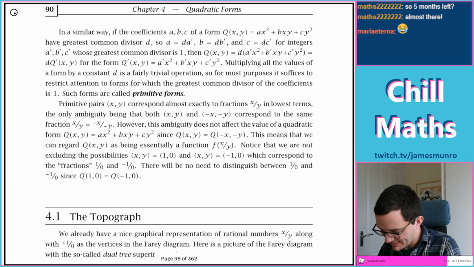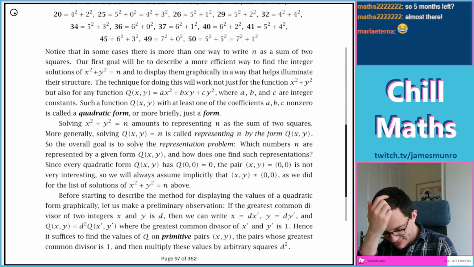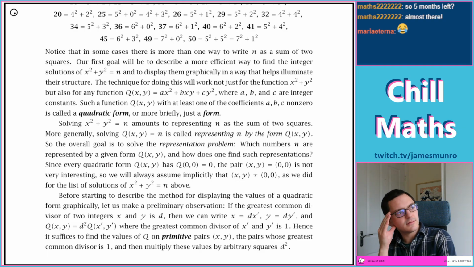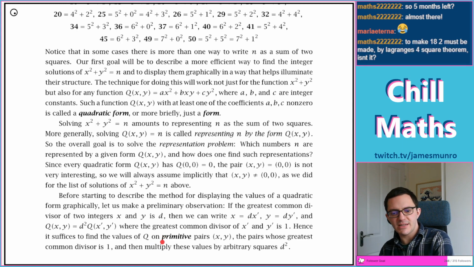No, I want to go back to thinking about that. Sorry, I've got myself stuck in a converse. We define solutions on primitive pairs, and then multiply by d squared for all values of d.